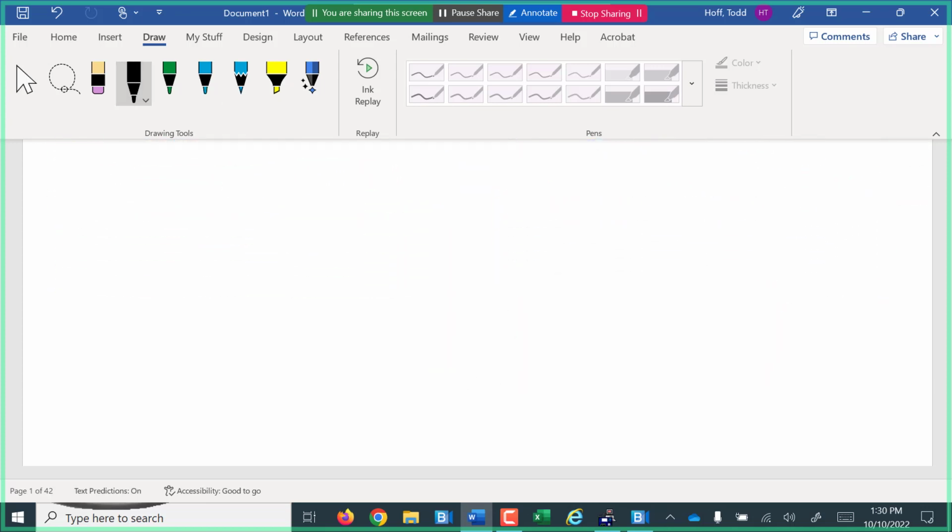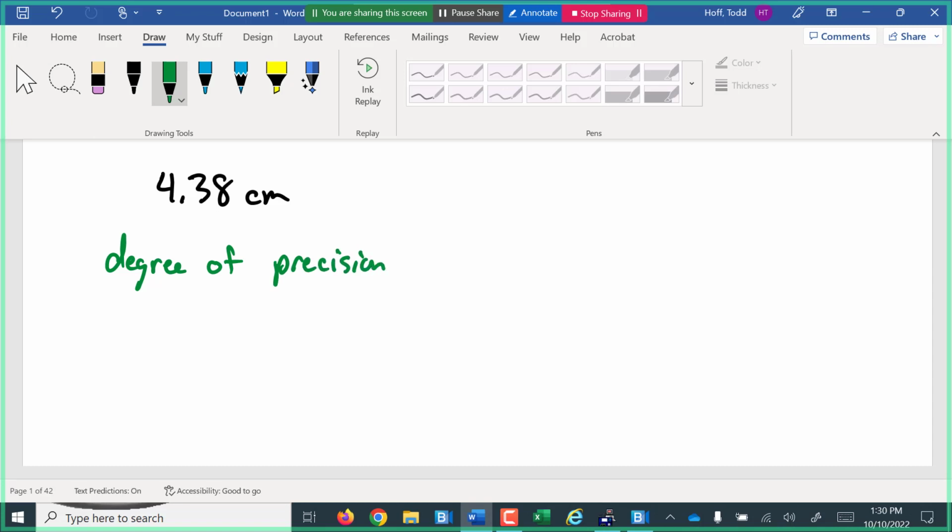So if I report 4.38, and I know you guys work primarily with standard units, but the metric system is coming. I don't know when, but it'll be here before your guys' life is over. 4.38 centimeters. That is implying then a degree of precision. What is the place value of that last digit? 100th. So that's 0.01 centimeters is the degree of precision.